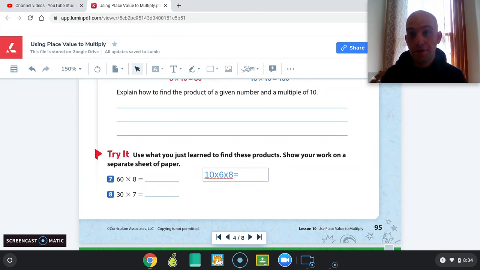You could make an array. You could draw out 6 groups of 8 or 8 groups of 6. You might just know from your times tables what 6 times 8 is. But when we multiply 6 times 8, we should have gotten 48. And then we put parentheses around that so we know we did that first. 6 times 8 is 48, and then we multiply by 10. What do we do when we multiply by 10? We add a 0 to the end, and we should have got 480.